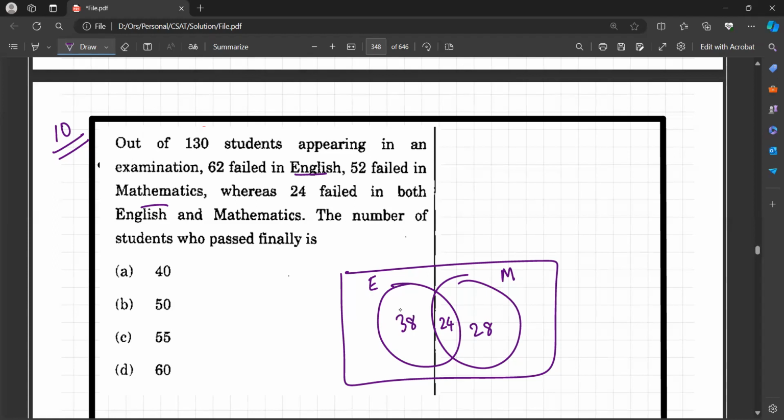The total students is 130. The one who is standing here is passed in English as well as math. Clear? So out of 130, we will subtract 38, 24, 28. So let us add them. 38, 24, 28. 8, 8, 16, 16, 4, 20, 0 carry 2. This will be 6, 3, 9, 90. From 130, if we subtract 90, the answer will be 40.